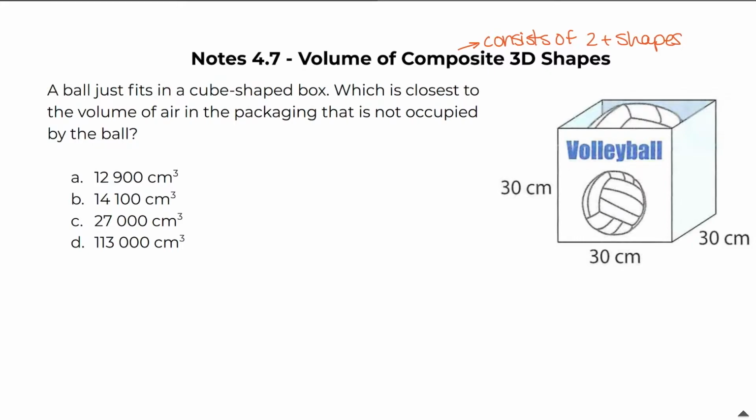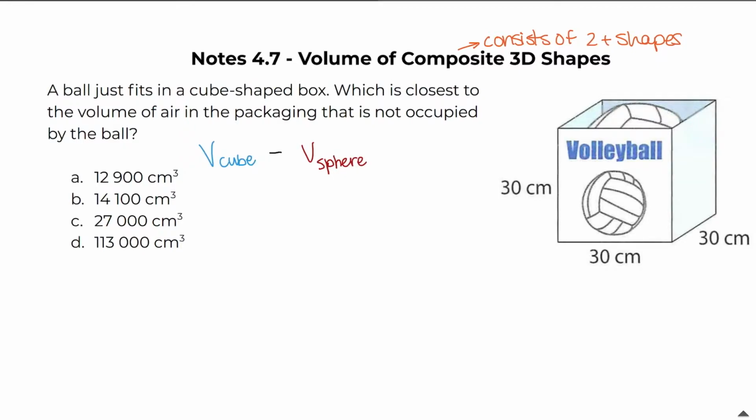So it's pretty much asking us the volume of the air, right? What's the volume of the space inside that the ball is not taking up? To figure this out, we have to find the volume of the full cube, and then subtract the volume of the ball, which is in the shape of a sphere. When you look at a ball, it is a sphere.